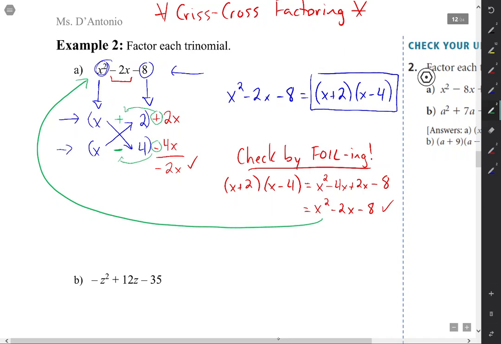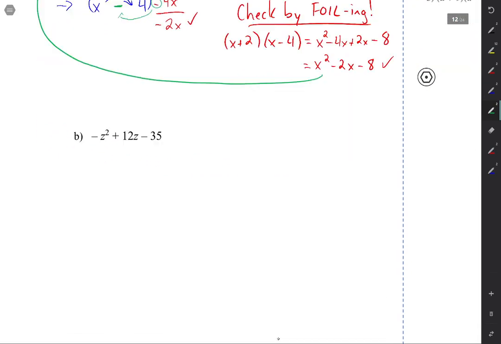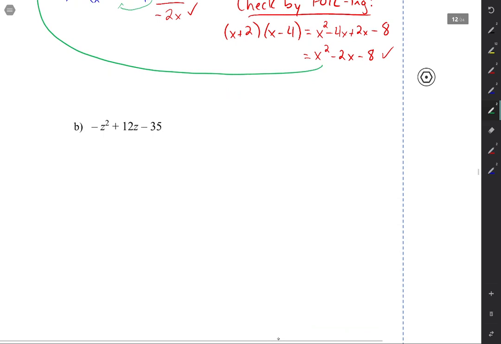So we know that we have the correct answer in the factoring. Let's try another example here. Now this one has one more step that we have to follow. And the reason for that is this negative sign out front here. Whenever we factor a trinomial like this, we never want to have a negative sign attached to our first term there, which is always going to be the squared term.